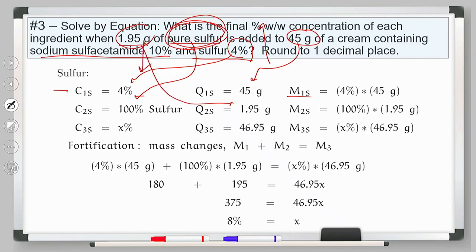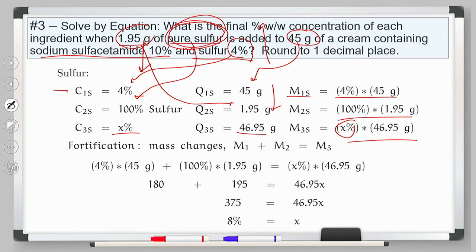What do I get in the end? I don't know what the final concentration is, but my mass is additive. So if I take 45 grams and I add 1.95 grams to it, and that's the only thing I'm adding, then my final quantity would be 46.95 grams. So in the end, when you look at all of these things here, I only have one variable. I only have one x.